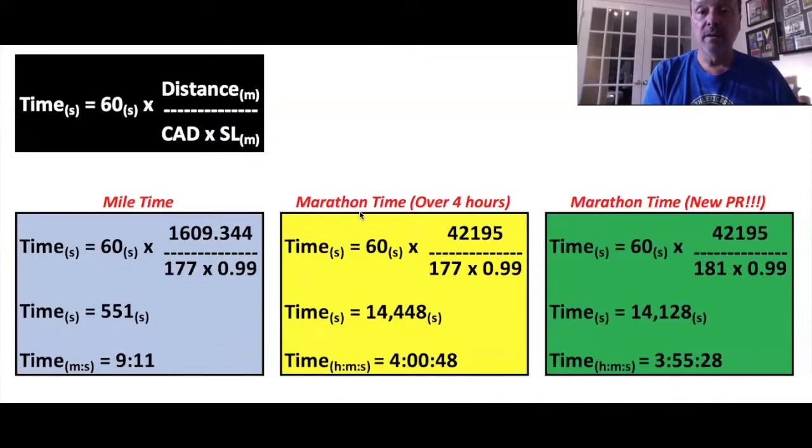Now, doing a marathon, and it's going to be over 4 hours. I've got this client that's trying to break that 4-hour barrier. He is doing 60 times the distance of a marathon in meters. And that's 42,195. He has the same stride length and cadence, 177 and 0.99, determines how many seconds by just doing the math here. 14,448.